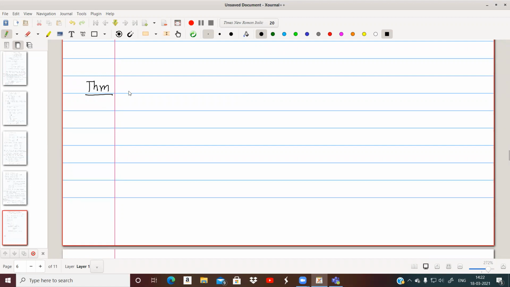This result is also similar to that. I'll just make a statement of this theorem. Let phi1 to phi n be n linearly independent solutions of L of phi equal to 0 on the interval I.